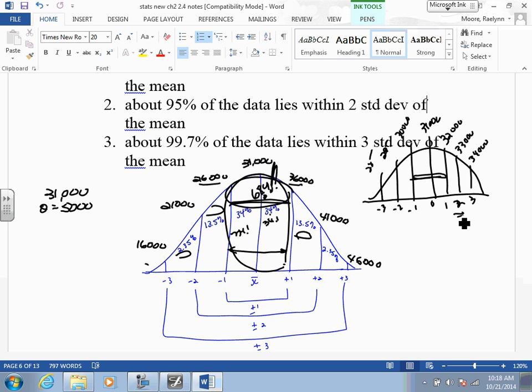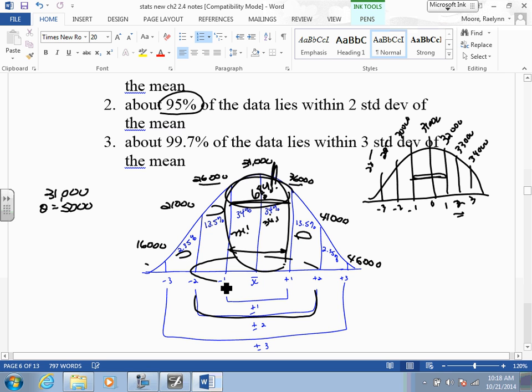In covering all your data, plus or minus 2 covers about 95%. About, it's rounded. About 95% of all salaries will be in here. And look how little this is. The plus or minus 3 is 99.7. You still have a little bit left at the edges. They have to share 0.3 left at the edges. And it's approximately 100, not totally 100.